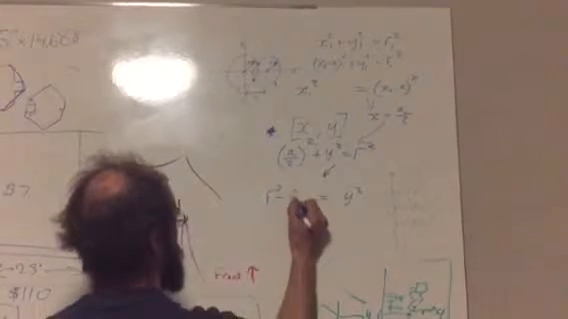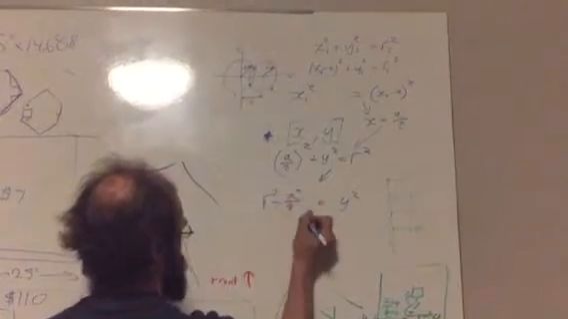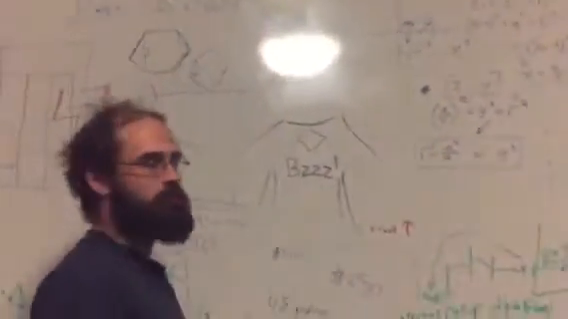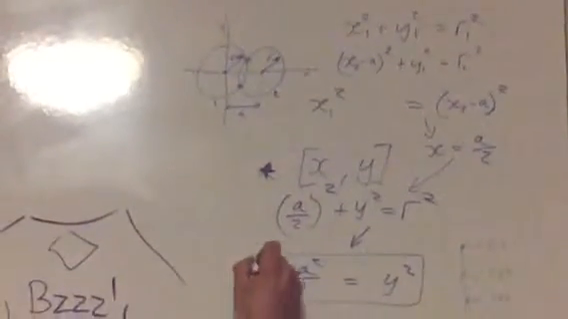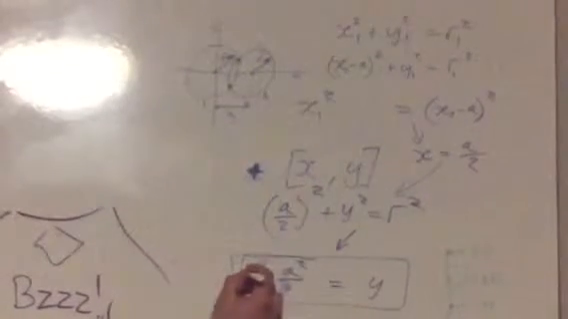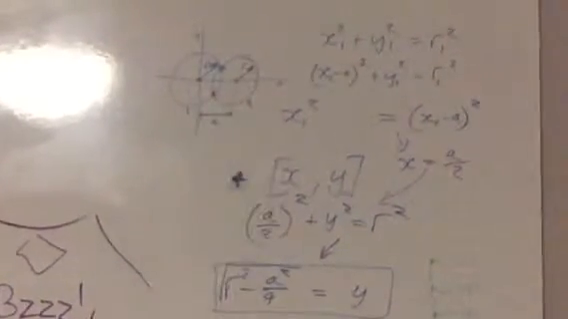R squared minus a squared over 4 is y squared. So that's how you solve for the intersection points. You've got a measurement for a and a measurement for the radius, and they're the only two measurements you need to find your y coordinates. Obviously you take the square root. So that works perfectly well as long as 2 radii is greater than the separation between the 2 centres of the circles.